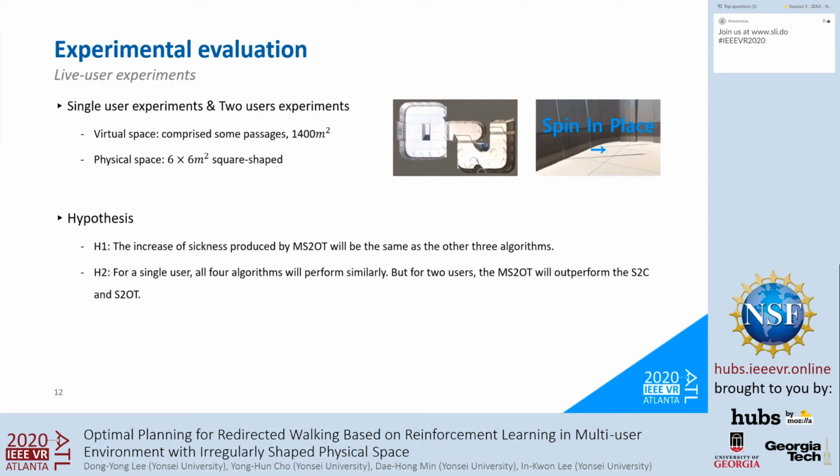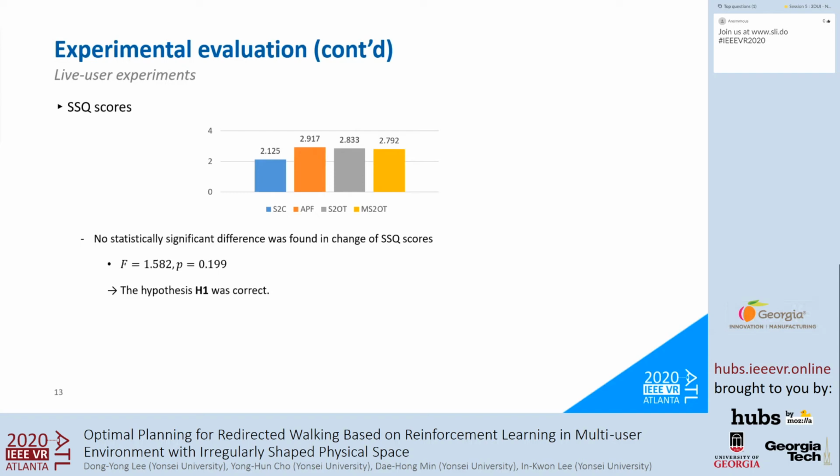First, the simulated sickness score produced by MS2T will be the same as the other three algorithms. And second, for a single user, all four algorithms will perform similarly. But for two users, MS2T will outperform S2C and S2T. The simulator sickness score measured in the live experiment is as follows. No statistically significant differences were found. Therefore, hypothesis H1 was correct.